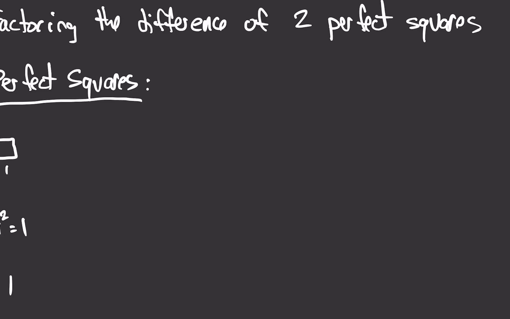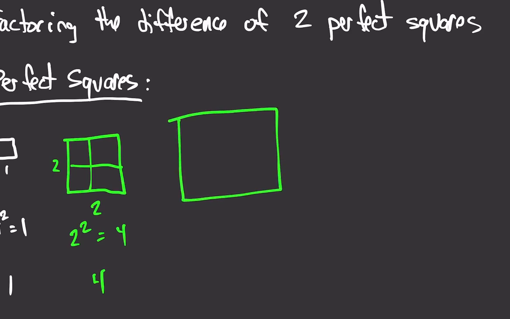So if you have a square tile 1 by 1, we say 1 squared is equal to 1. Well, the next perfect square would be a square that has sides 2 by 2. So you probably recognize this as 2 squared equals 4. So the next perfect square in the series would be 4. I'll illustrate one more. I think you guys get the hang of it.